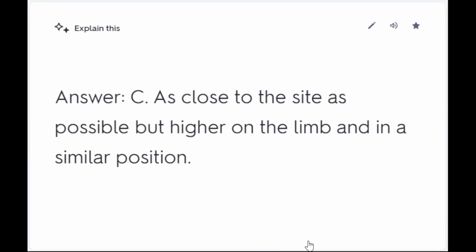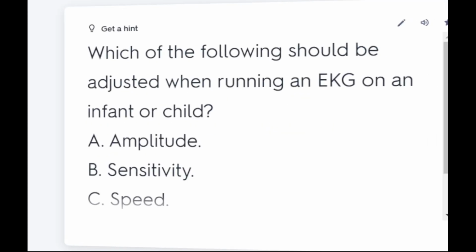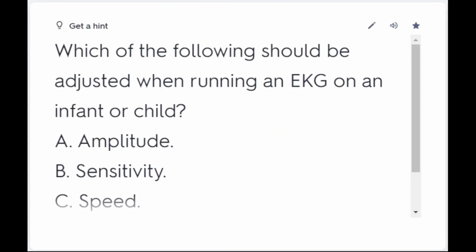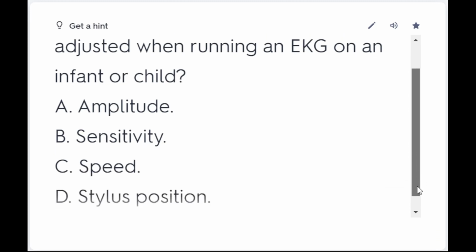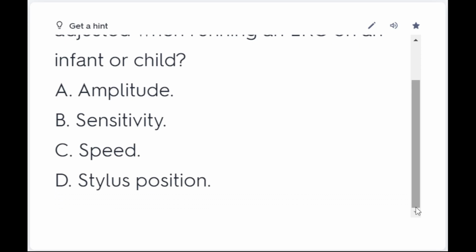Answer: C. As close to the side as possible but higher on the limb and in a similar position. Which of the following should be adjusted when running an EKG on an infant or child? A. Amplitude. B. Sensitivity. C. Speed. D. Stylus position.